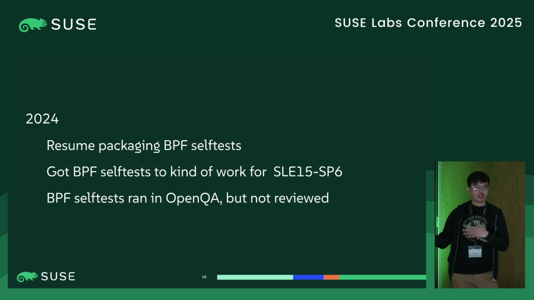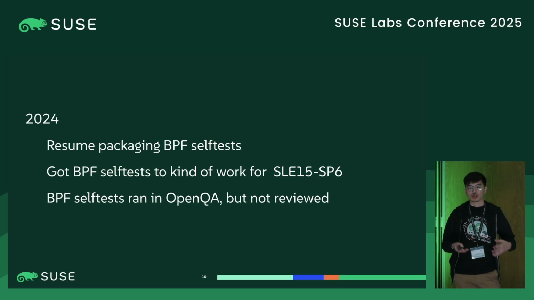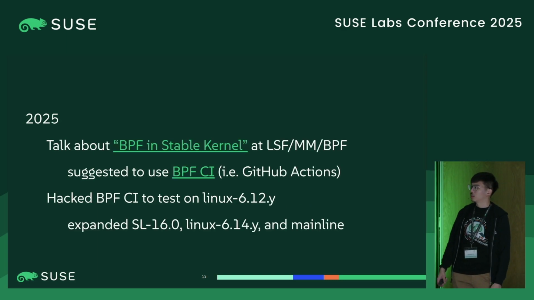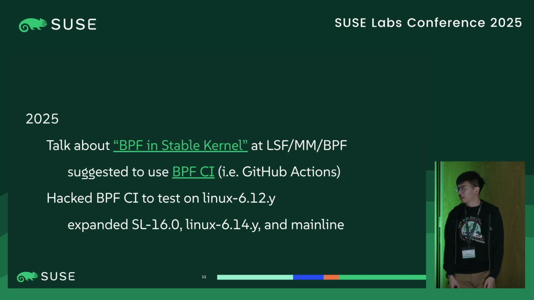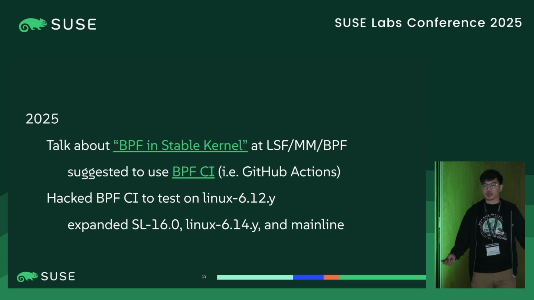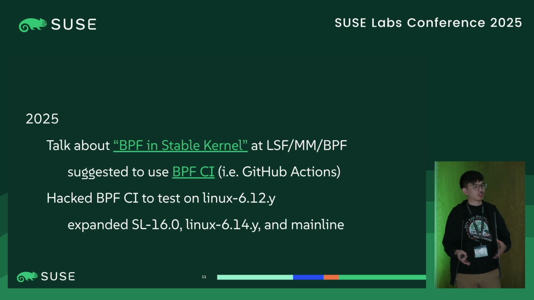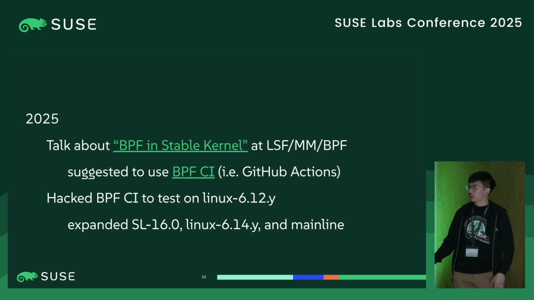We were supposed to try to look at all the failures and try to make them pass, or decide that we should ignore them, but that never happened. So this year, I had a talk on BPF and stable kernel at the LSF BPF. The point of my talk was basically, hey, we should run BPF self-tests for the stable kernel as well. Specifically upstream stable, but yeah.